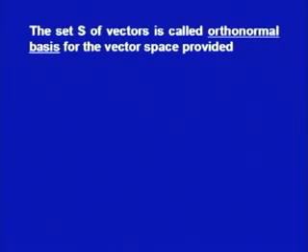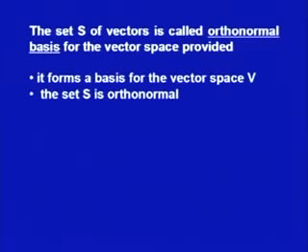The set S of vectors is called an orthonormal basis for the vector space provided it satisfies two properties. One, it forms a basis for the vector space V, and the second, the set is orthonormal. We are defining a basis for a vector space, but now we are interested in an orthonormal basis. So first it should form a basis for the vector space, and then it should have the additional property that the set is orthonormal.